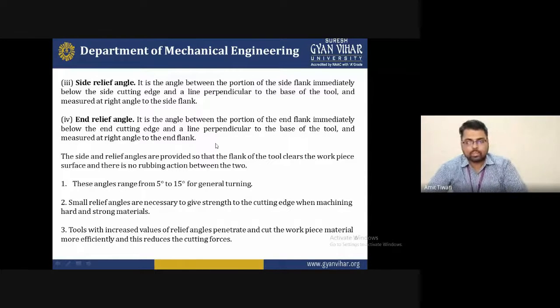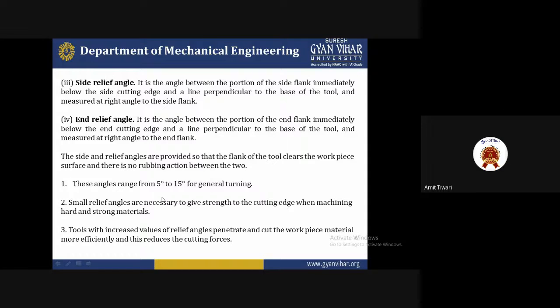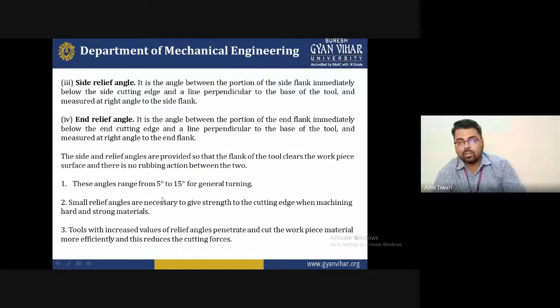The side and end relief angles are provided so that the flank of the tool clears the workpiece surface and there is no rubbing action between the two. If the relief angle is between 5 and 15 degrees, it provides good machinability and a satisfactory surface finish.